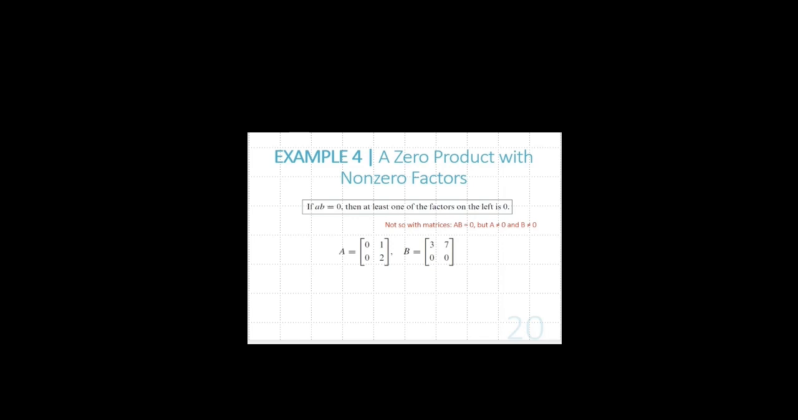And so to prove it to yourself, you can look at this product here. AB is going to equal, we got 0 times 3 plus 1 times 0. That's going to be 0, right? Then we got 0 times 7 plus 1 times 0. That's going to be 0. Then we got our row 2. So 0 times 3 plus 2 times 0. That's 0. And we got 0 times 7 plus 2 times 0. That's also going to be 0. So as you can see, that product is going to be a 0 matrix.